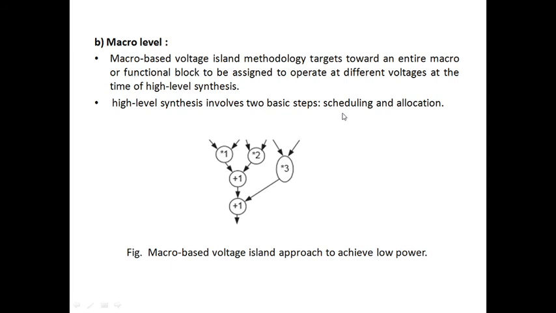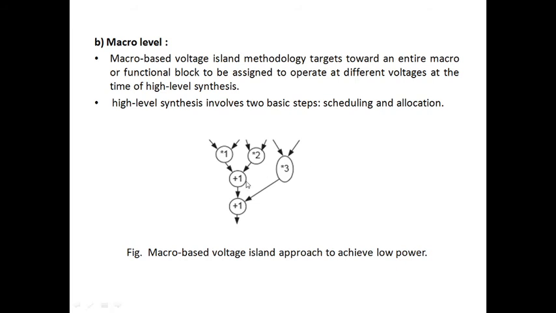Scheduling is nothing but allocation of operations to the control path. Allocation is nothing but assigning the operations to the hardware. Remember these two things. Scheduling is allocation of operations to the control path, and allocation is assigning the operations to the hardware.